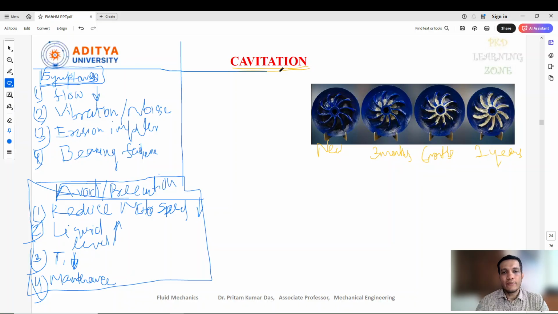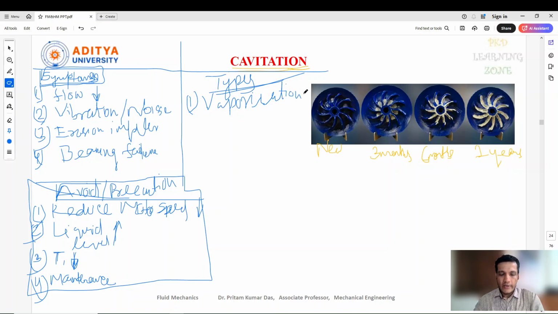And what are the types of cavitation? If you discuss this cavitation, there are a few types. That means how the cavitation formation happens. So first one will be vaporization.